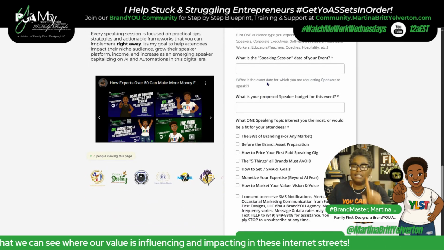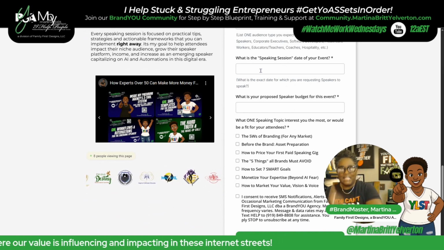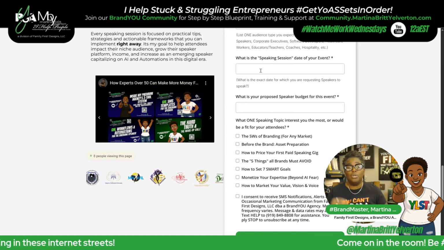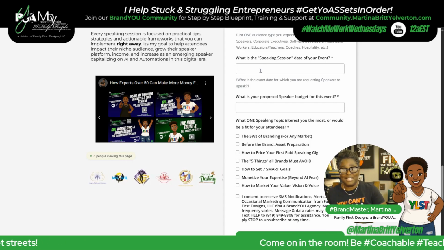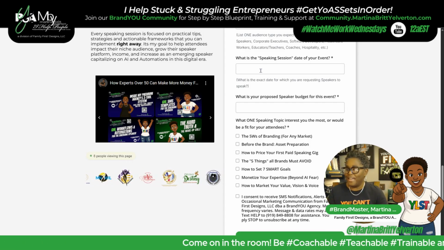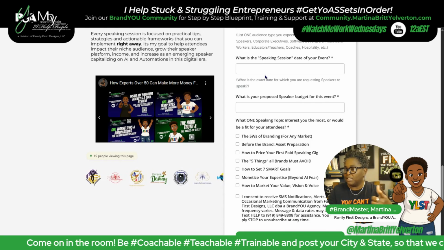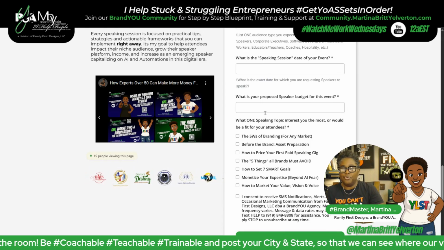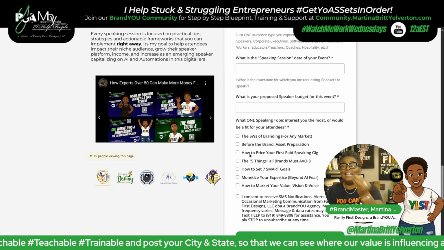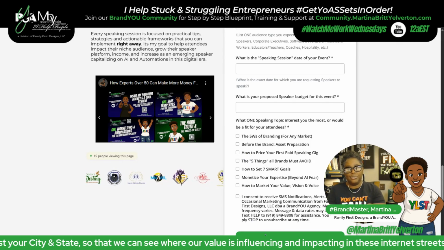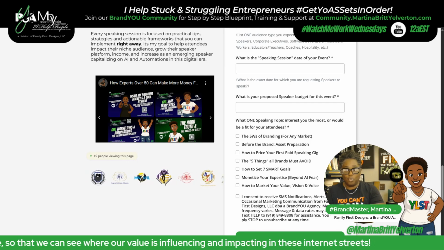Additionally, what is the speaking session date? So their event may be 3 days, but they're only looking for one or two final speakers for a specific day. You need to know that day, right? And what is their proposed budget? Keying all that into the form, selecting the topic that most interests them, checking that, consenting to your form, and submitting your form, right?